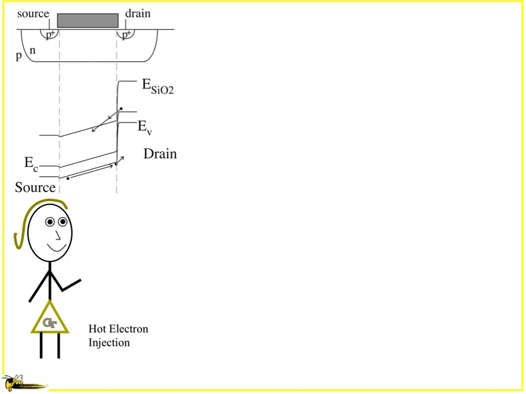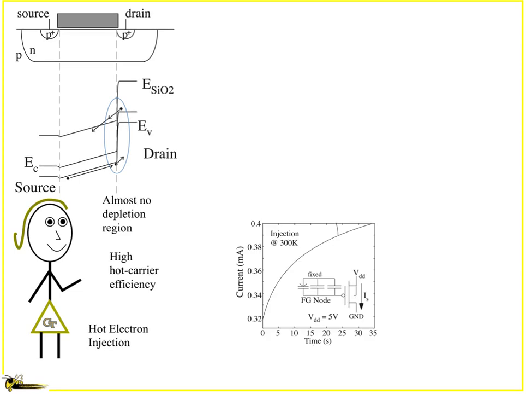In room temperature, you still see the same quasi-ballistic behavior, but you have a few more collisions along the way. So this whole depletion region is just an amazing area to kind of analyze and see what happens. So this high carrier efficiency with almost no depletion region really can give us some interesting results.